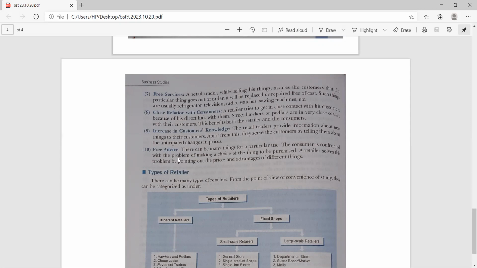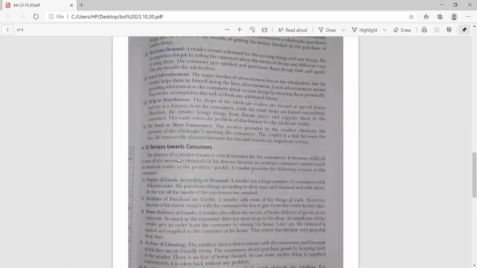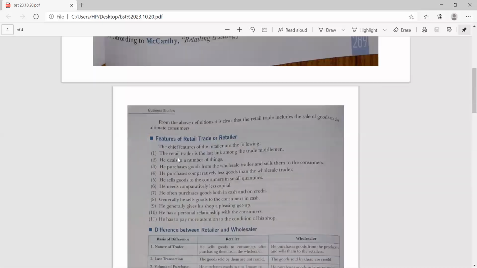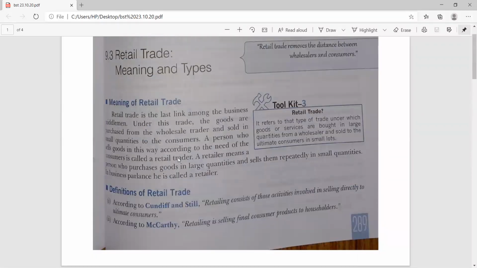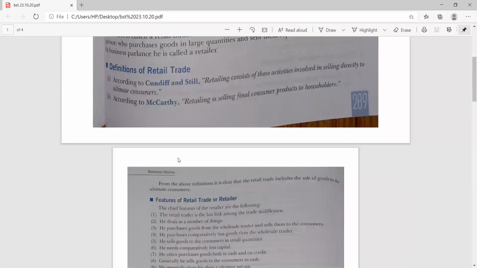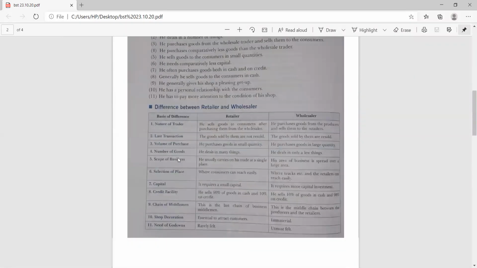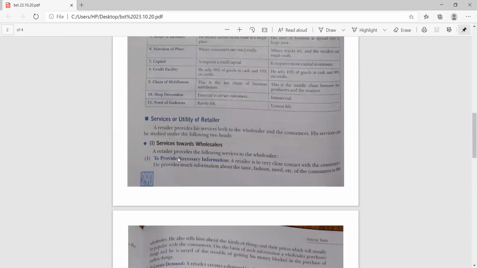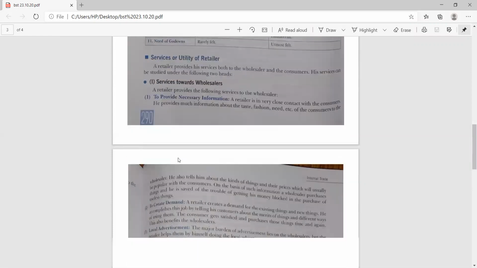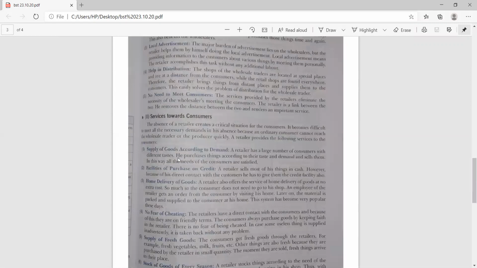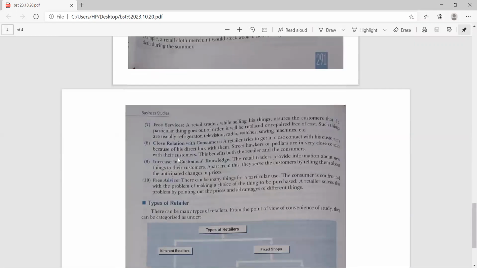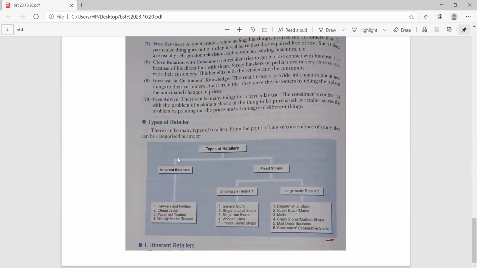So in this way, let's recall what we have done today. First of all, the meaning of retail trade, then one definition we have to do. After that, we learned the features of retail trade or the retailer, and the distinction between retailer and wholesaler, then the services or utility of the retailers, the services towards the wholesaler and the services provided to the consumer as well. After that, the types of retailer is given to us.